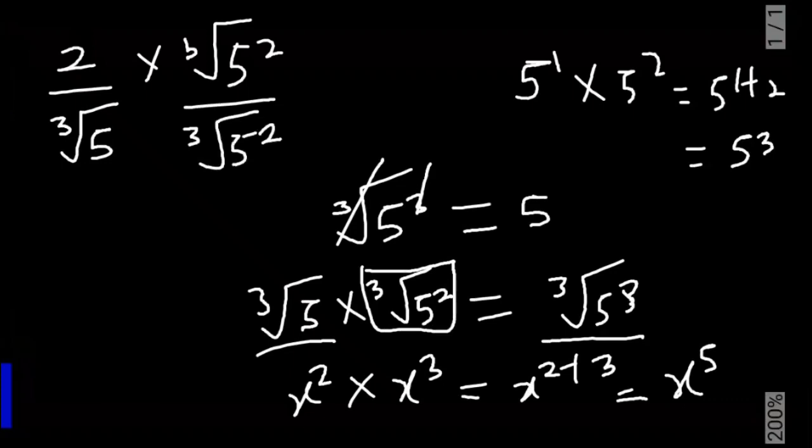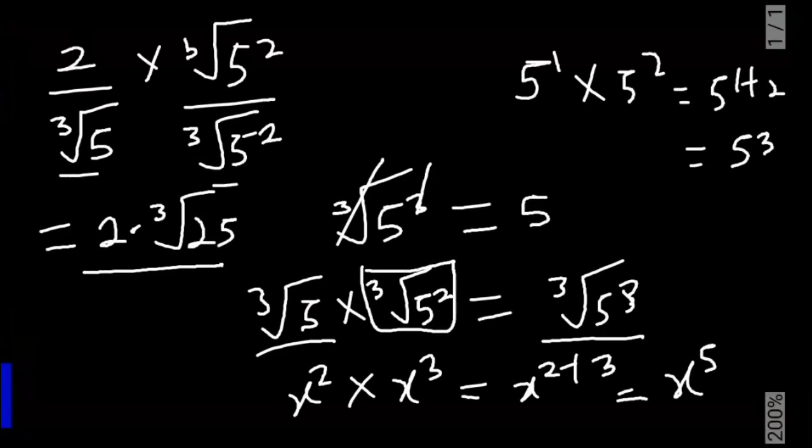So rationalizing with this, we have 2 multiplied by the cube root of 5 squared, that is 2 times the cube root of 25, over this multiplied by this, which is 5. So this is the solution to rationalizing this fraction here.